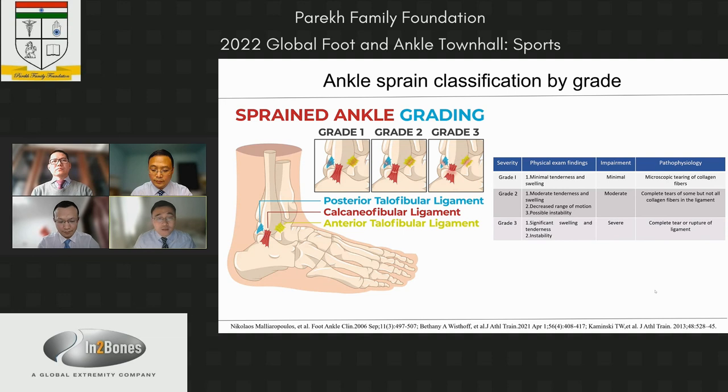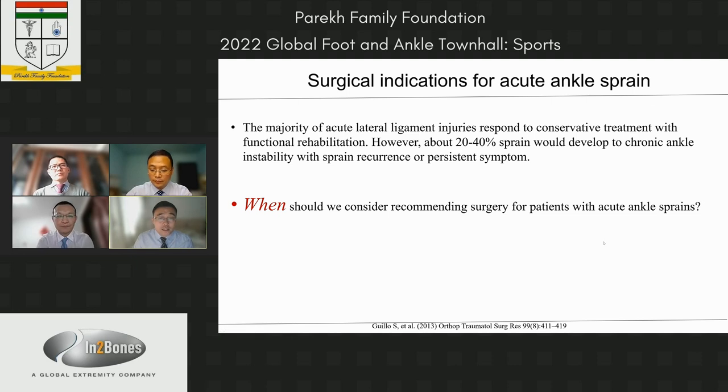Maybe the computer is wrong. For the classification, for grade 1 and grade 2, conservative treatment is okay. But for grade 3 ligament injury, the treatment is controversial. Although grade 3 means complete tear or rupture of the ligament, conservative treatment is the first choice. The majority of acute lateral ligament injuries respond to conservative functional rehabilitation. However, 20 to 40% of sprains would develop into chronic ankle instability with sprain recurrence or persistent symptoms.